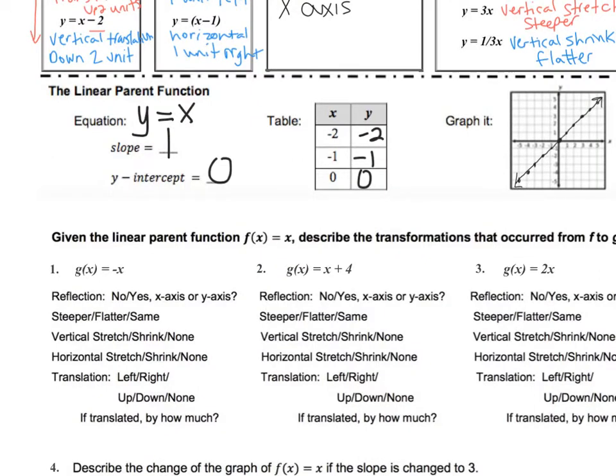Okay, so now that you have the parent function, the table, and the graph, I want you to take some time and look at number 1, number 2, and number 3 on your own, and determine what the transformation is from the linear parent function to function g that you've been given. So go ahead and complete 1, 2, and 3 on your own. Pause your video while you're doing it, and then check back for the explanation.